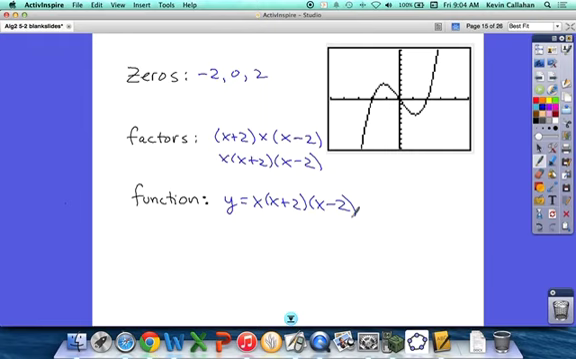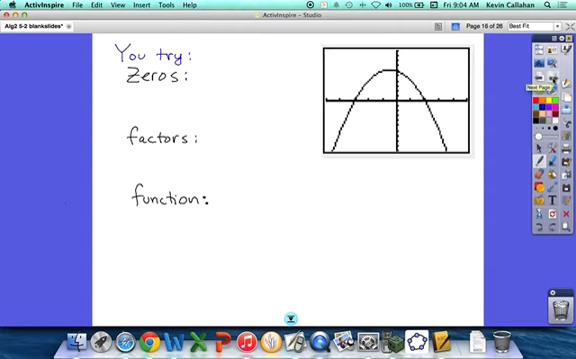So we should be able to go from a graph, take the zeros from the graph, write the zeros and the linear factors, and then we've got a factored form of a function. I think the next one is for you, I think. Try that one. Turn the graph into zeros, the zeros into linear factors into a polynomial.